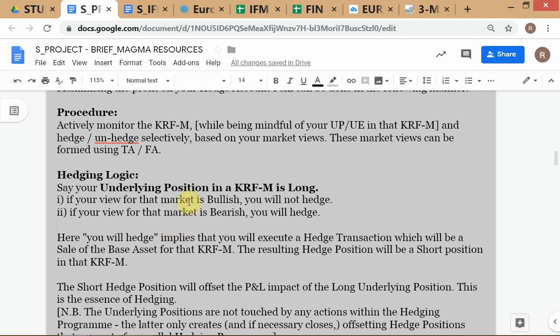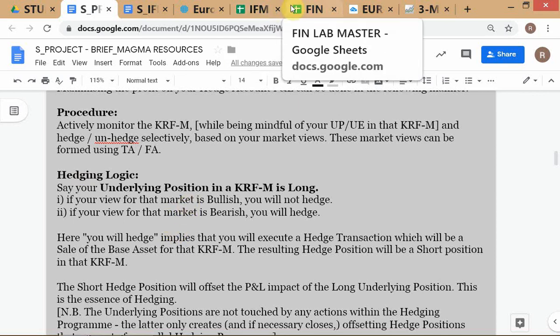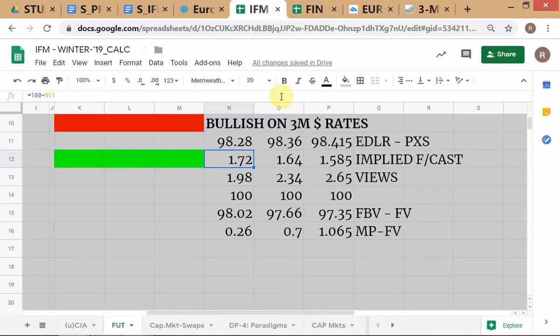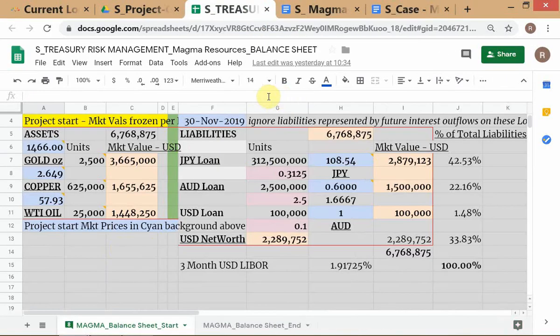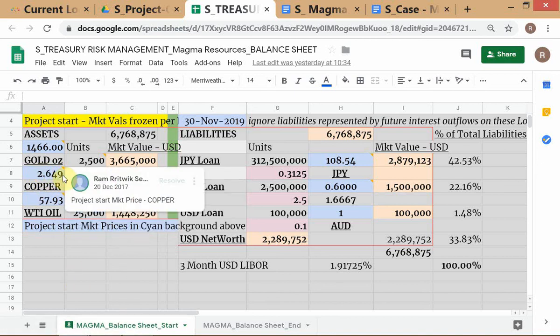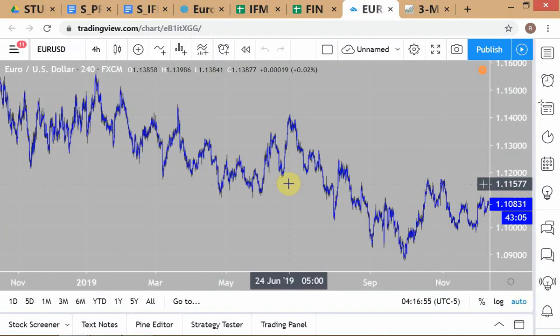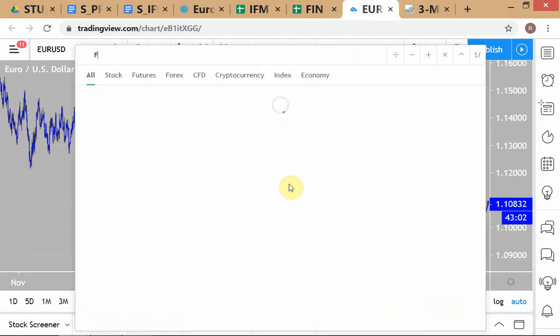So in this case, let's take another example, let's say gold. Gold is also one of our KRFs. Our underlying position in the case of gold is long. So I draw up the gold chart here.